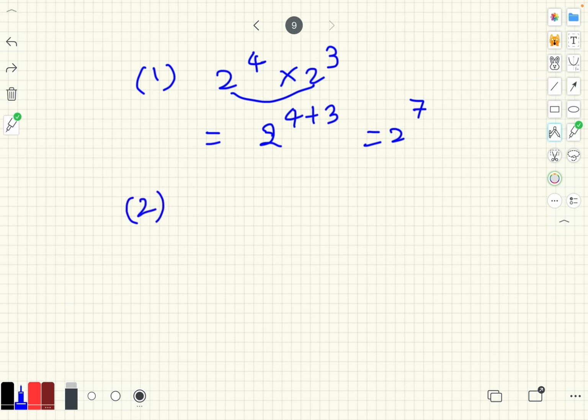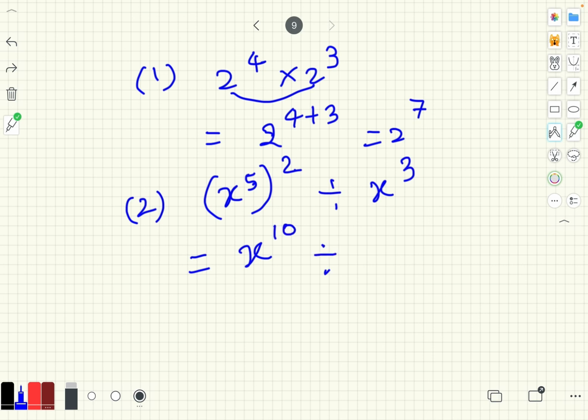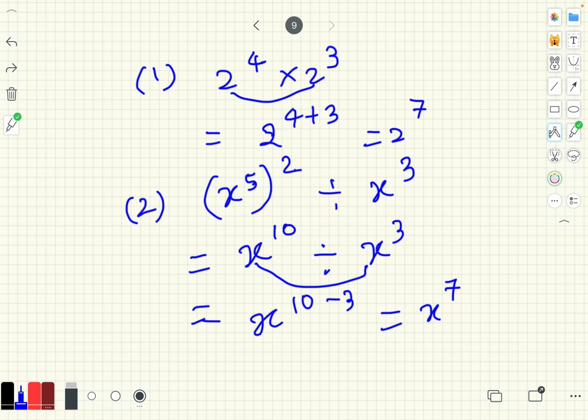And see another example. x to the 5, to the 2, divided by x to the 3. In this case, try to understand: x to the 5 times 2, the powers multiply, is x to the 10, divided by x to the 3. This is division, the bases are identical, so you can subtract the powers: 10 minus 3, which is x to the 7. Okay, so this is a very interesting idea to solve. In this way, let's try to see 2 more examples.